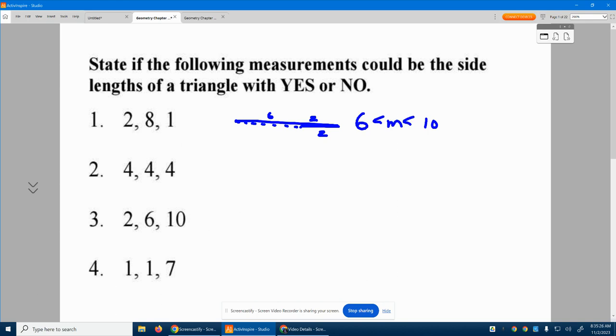This is the way we write it. It can't equal 6, nor could it equal 10. Well, the question is, does 1 fit between 6 and 10? No. So there's no way that could happen. So the answer is no.